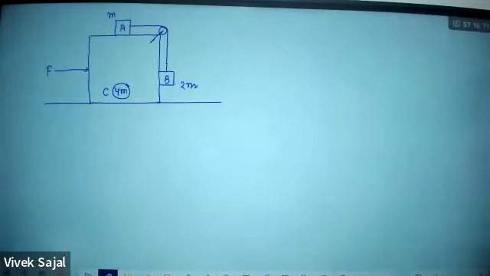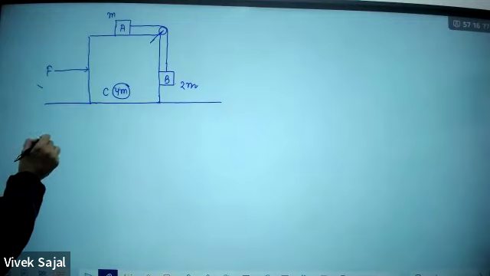So please write the question. Find the magnitude of F for which the blocks A and B will remain at rest with respect to block C of mass 4m.